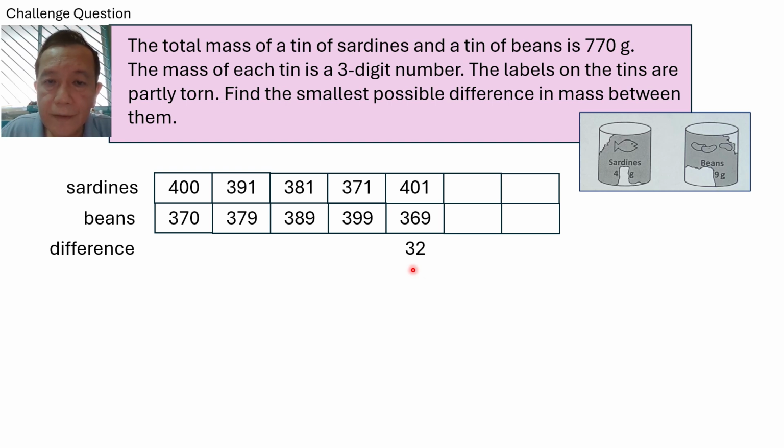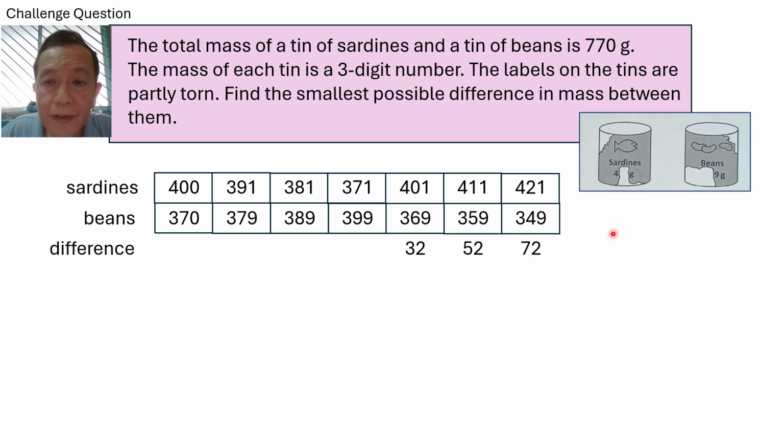Let's check further. Subtract. We have 52, which is bigger than this. So this is better. Is this the answer? Let's check. Continue the pattern. 72. So it seems that this is the answer.